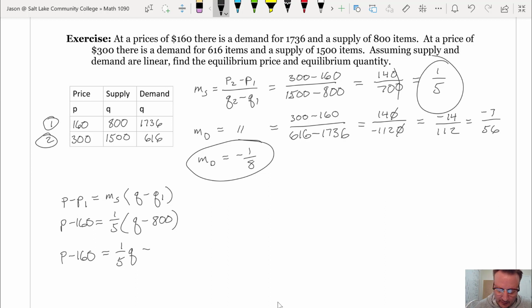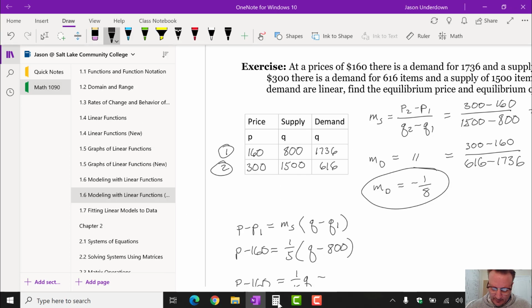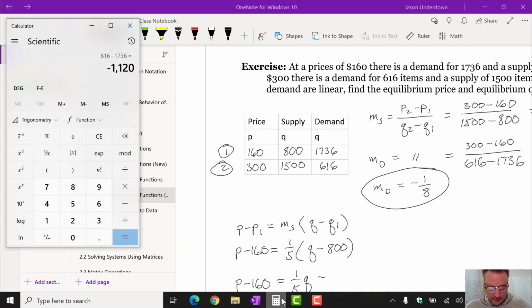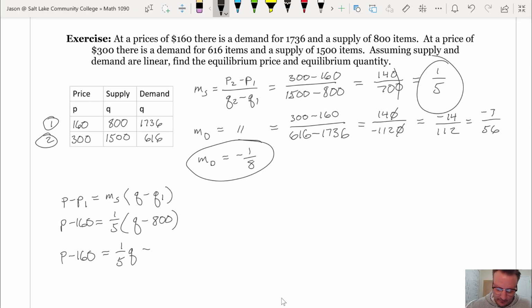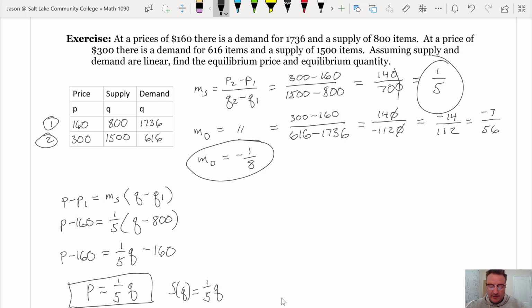how many times does 5 go into 800? I want to say, my brain is not working so well. 800 divided by 5. 160. Okay. So 160. Oh, look at that. The 160s will cancel. When I add 160 to both sides of the equation, I'm left with P is equal to 1/5 Q. Or in other words, S of Q is equal to 1/5 Q. So now we have the supply curve.